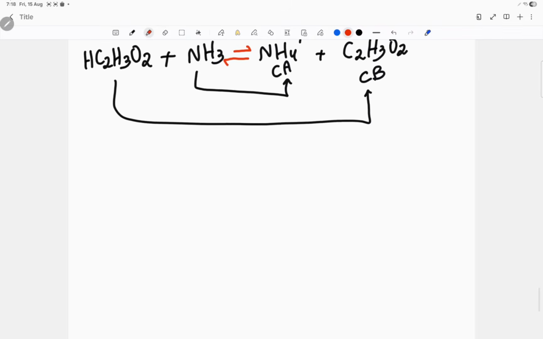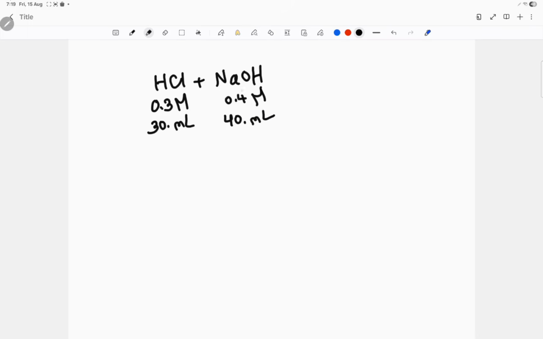Now, I know we covered the ICE table. Let's now cover the ICC table for this chapter. For example, if I have HCl with NaOH, and I tell you that this is 0.3 molar in 30 ml, and this is 0.4 molar in 40 ml. I say find the pH.